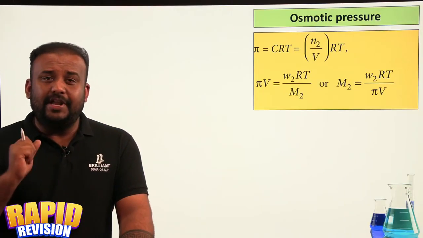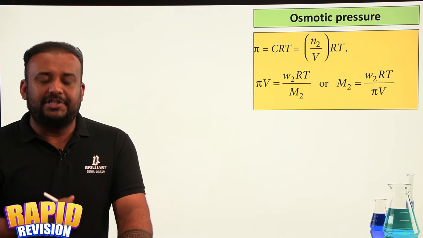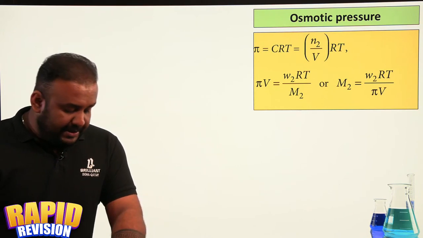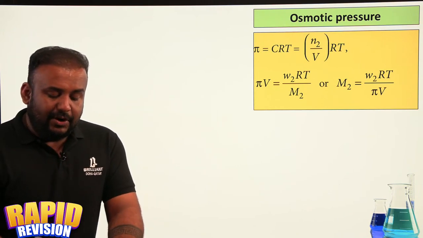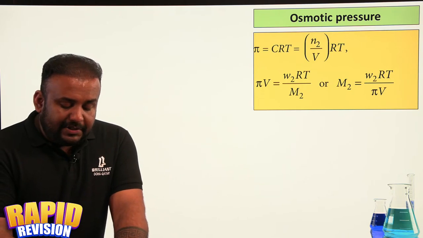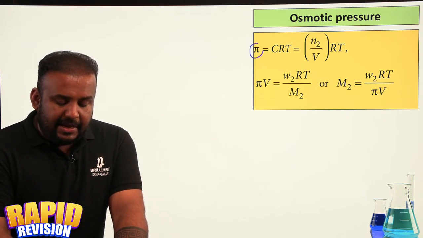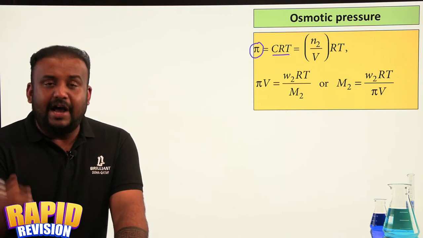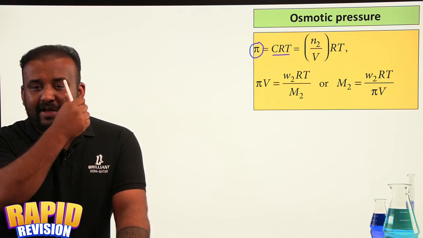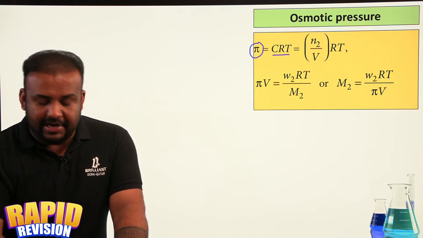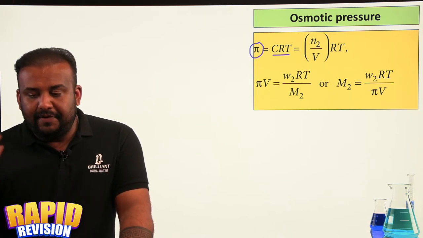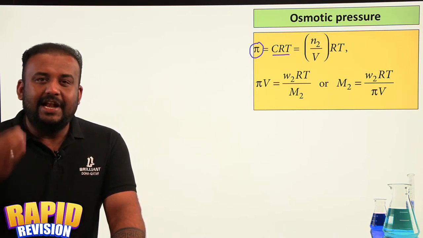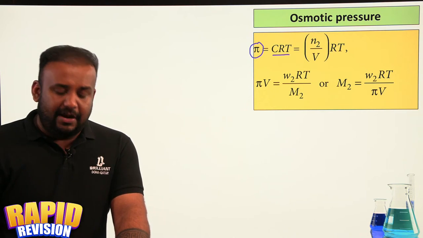Now the last colligative property in that chapter is osmotic pressure. So how do we express osmotic pressure? See, osmotic pressure is given by pi, which is equal to C into R into T. This is the basic formula. What is C? C is the concentration. What is R? R is universal constant. And what is T? T is the absolute temperature in Kelvin scale.